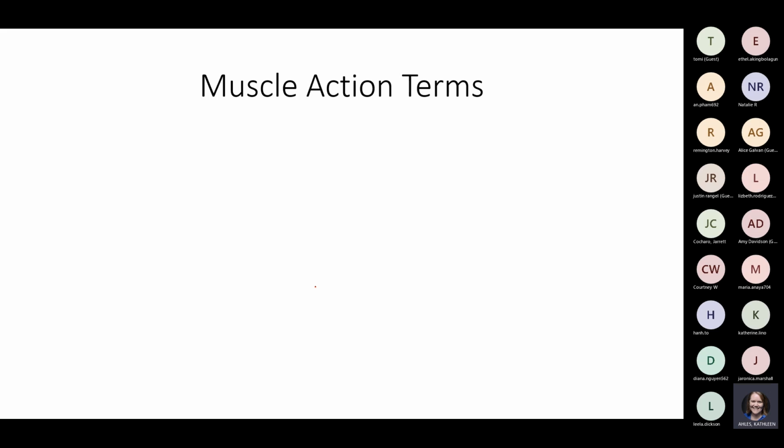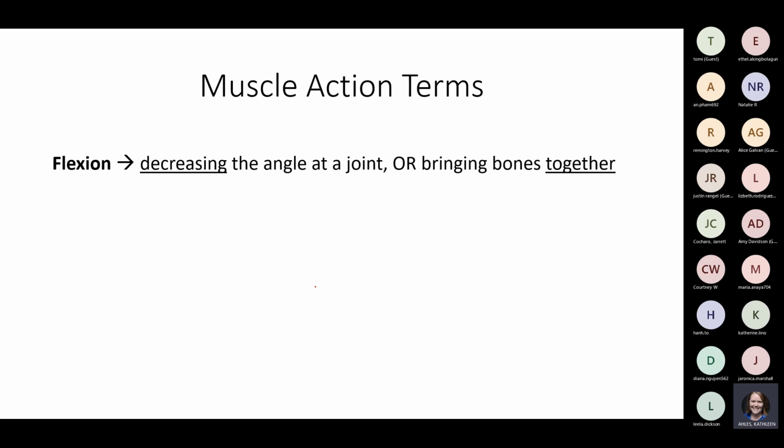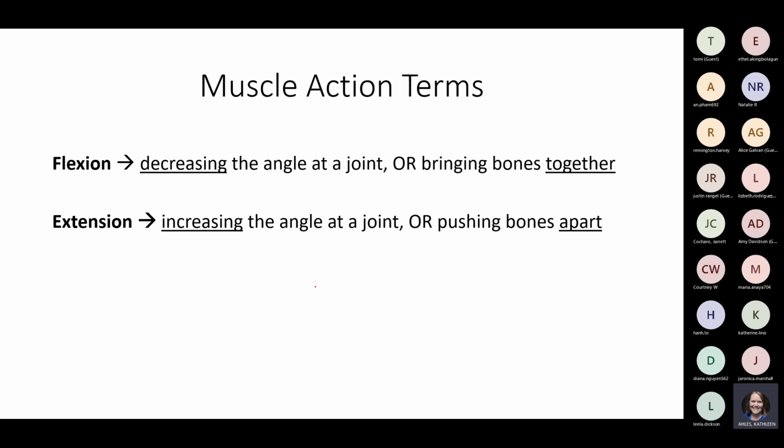Before we dive into specific movements at specific joints, I need you to remember what some of these movement words mean, because that's going to be really important for us as we're predicting actions. So the first set of movement words that we need to make sure that we remember and we can define are called flexion and extension. When we talk about flexing something, the technical definition of it is that we decrease the angle that's seen at the joint.